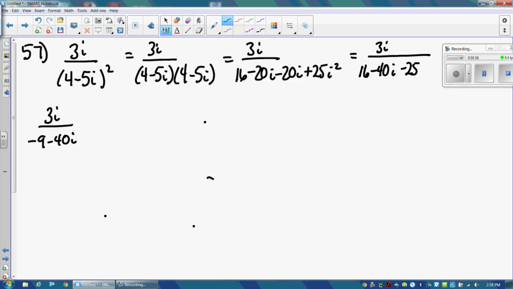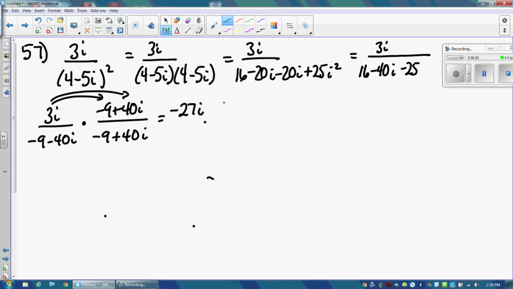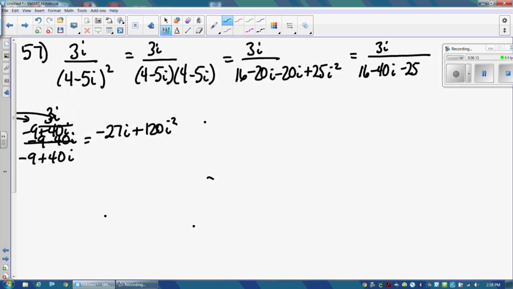So now, to simplify it, I've got to multiply by the conjugate, which is negative 9 plus 40i. All right, so distribute on the top. It'd be negative 27i plus 120i squared. Whoa. I wish I could get that back.